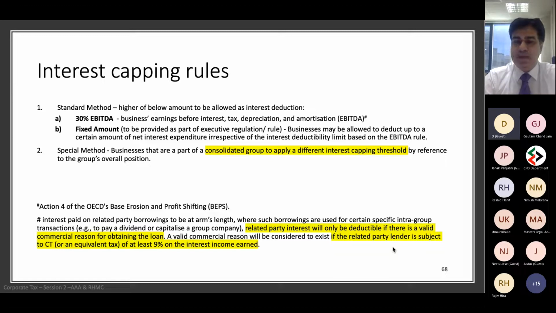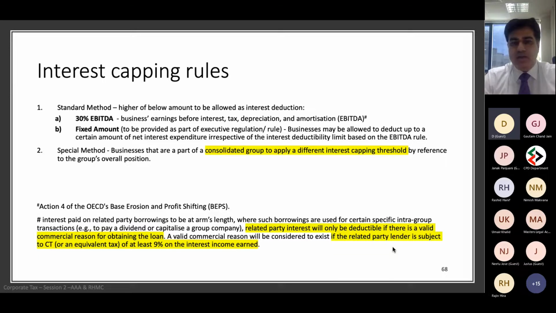Now the deduction limitation itself is brought up if there is no valid commercial reason for obtaining the loan. Just to give a vague example, we have seen in a couple of cases that you are already sitting on surplus cash, still you took a loan and you're paying interest. It doesn't make any commercial sense why this money is being kept, unless there is a regulatory requirement to keep that kind of deposit. Otherwise, commercial sense does not prevail.